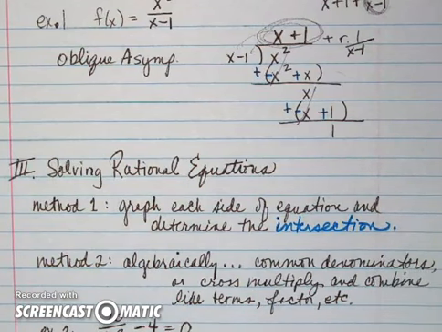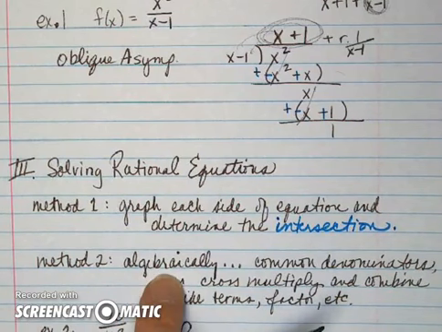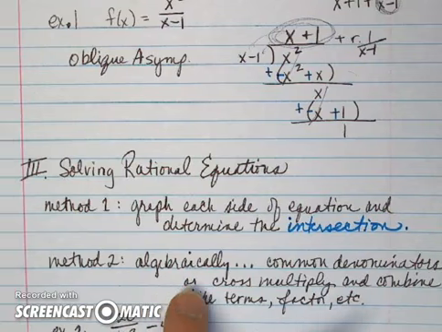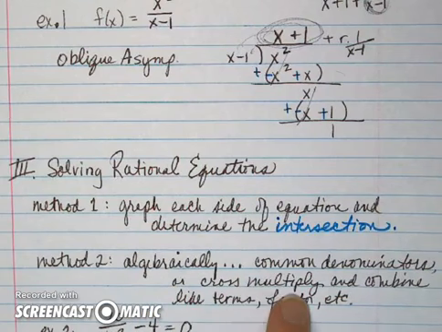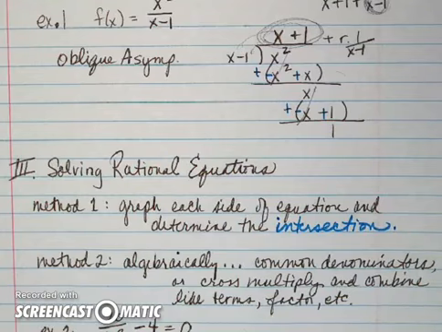The second method is algebraically, because sometimes you're not going to be allowed to use the graphing calculator, and you're going to have to figure it out by getting common denominators or cross-multiplying or combining like terms and factoring so that you can solve for the zeros yourself. So I'd like to work a couple examples.